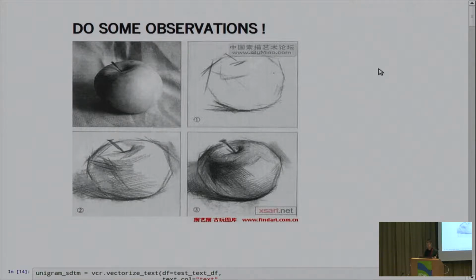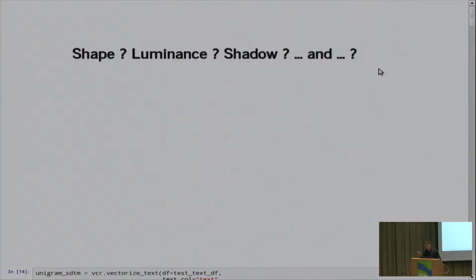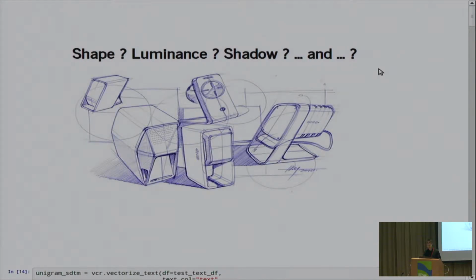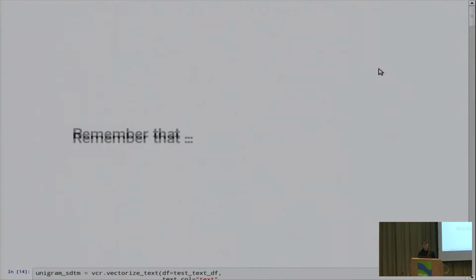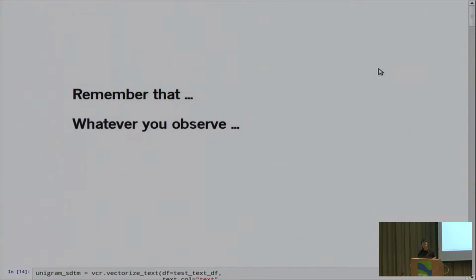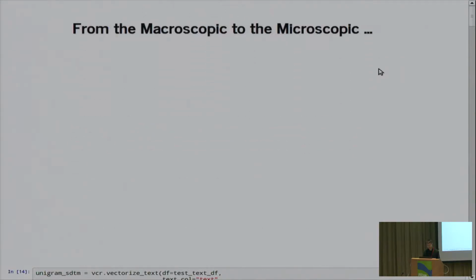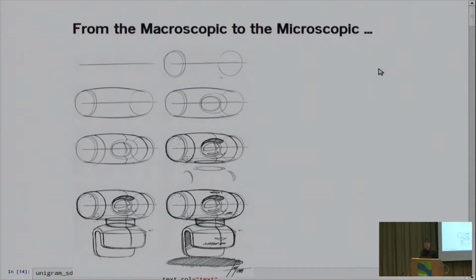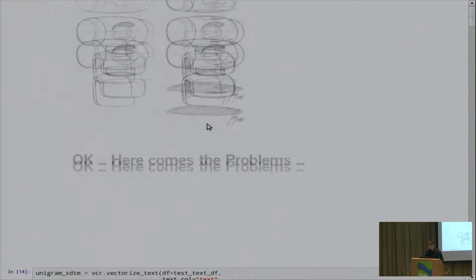After you observe your object, you need to observe a lot of details, such as shape, luminance or shadows, and after that, you try to draw some drafts. Remember, whatever you observe, you draw. So observation is the most important, more important than taking the pen. When you start to draw with a pen, you must follow this path from the macroscopic to the microscopic. You first sketch the large-scale structure and then go to the detailed structure. The shape and the shadow are the same, from the macroscopic to the microscopic.